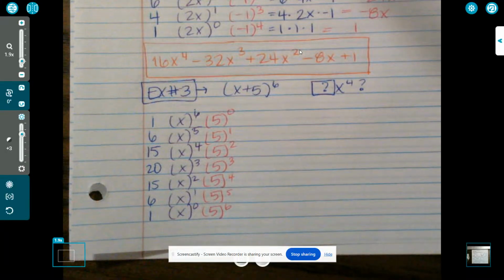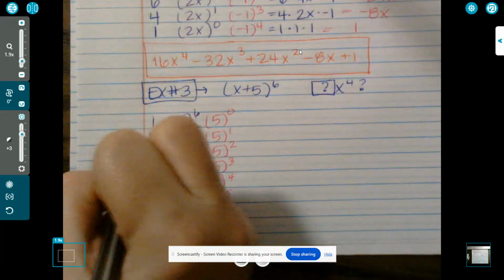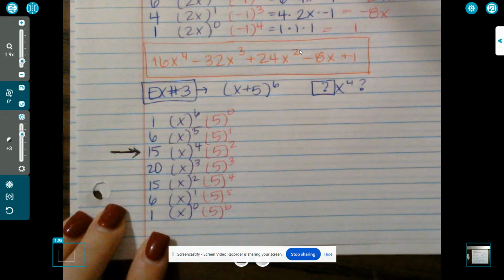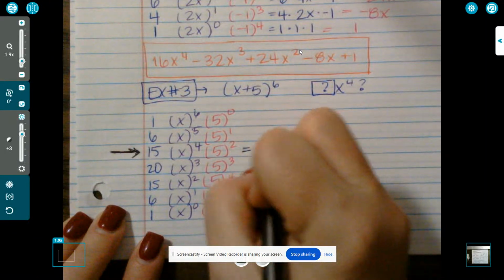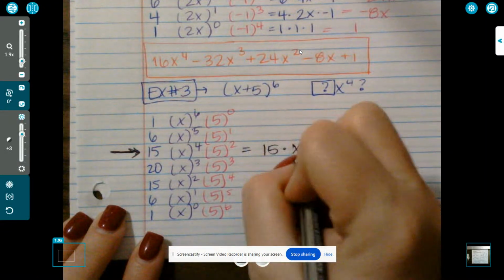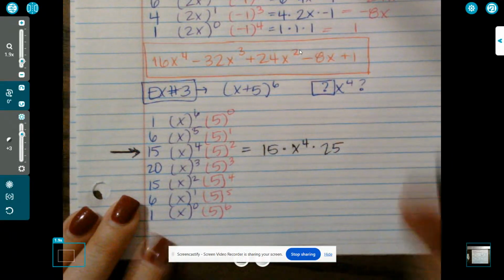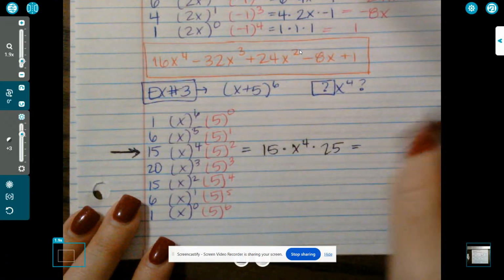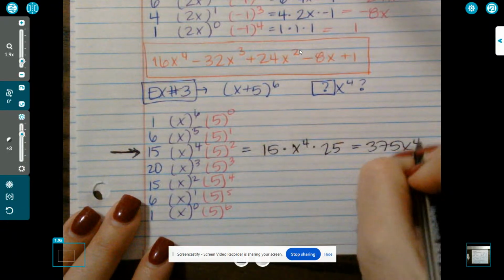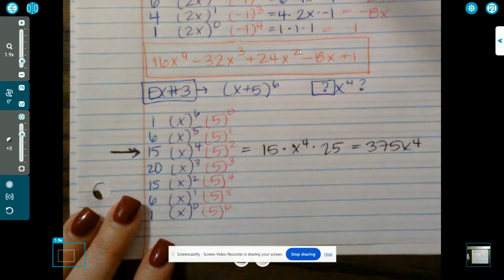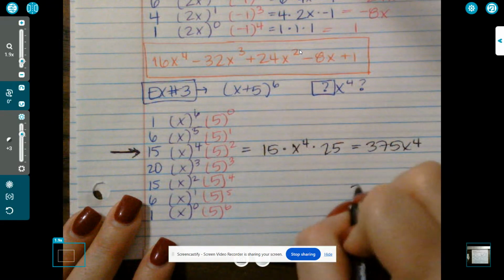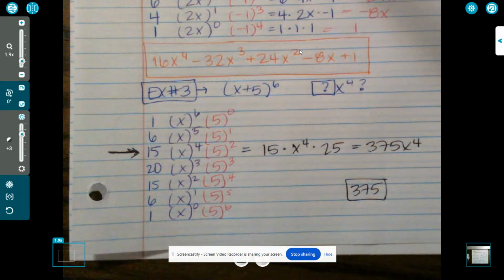But remember, we're only looking for the x to the fourth coefficient. So you're looking at this part right here. All I'm going to work out is that. So that's going to be 15 times x to the fourth times 25. I'm going to work that out. That's going to give me 375 x to the fourth. So the problem itself asks for what is the coefficient of the term containing x to the fourth. So the answer is just 375.